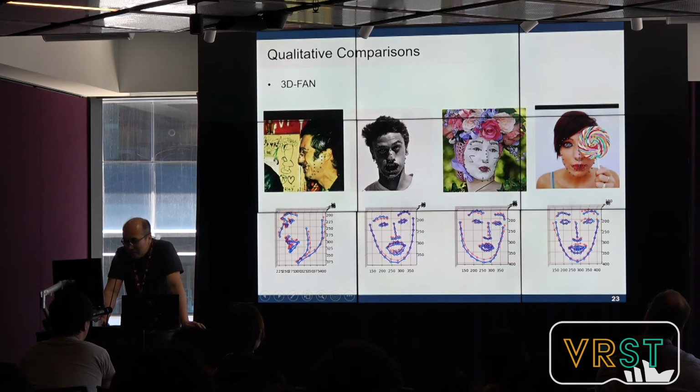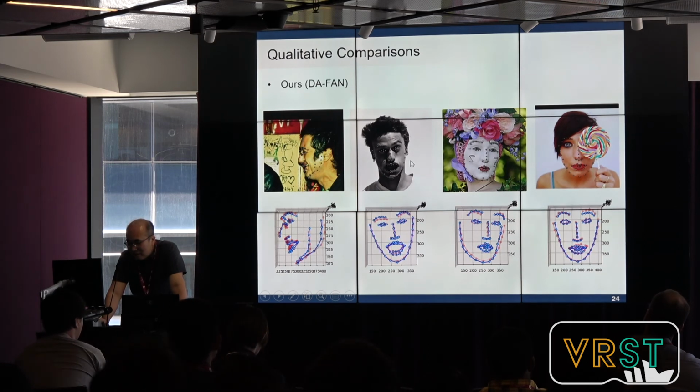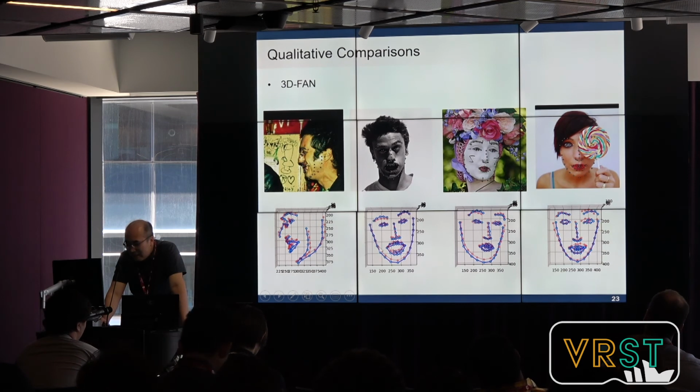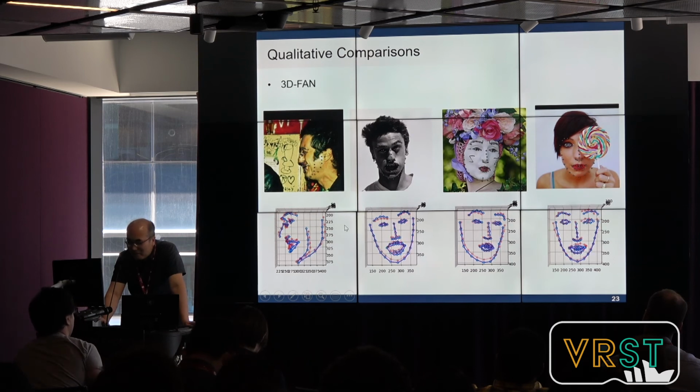And also another example. These are input images and these are results from the previous method. You can compare that this is ours. Here, these red points are ground truth. And here you can see the previous technique. Then you can see that our technique is much better. In some parts our technique does not work, but generally our technique is better.